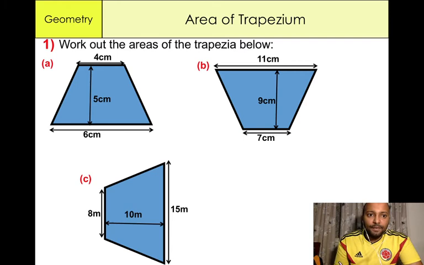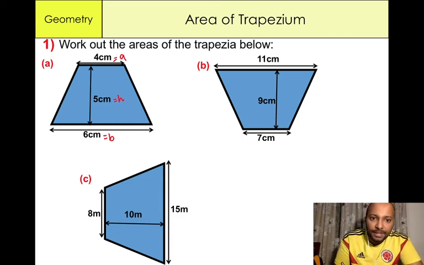So we have these three examples that I have on the board. We have number one A. Again, the top side is 4 centimeters and the bottom side is 6 centimeters. Now, as always, I'm going to label all the information given to us in the question. So 4 centimeters is equal to A, 6 centimeters is equal to B, 5 centimeters is equal to H.